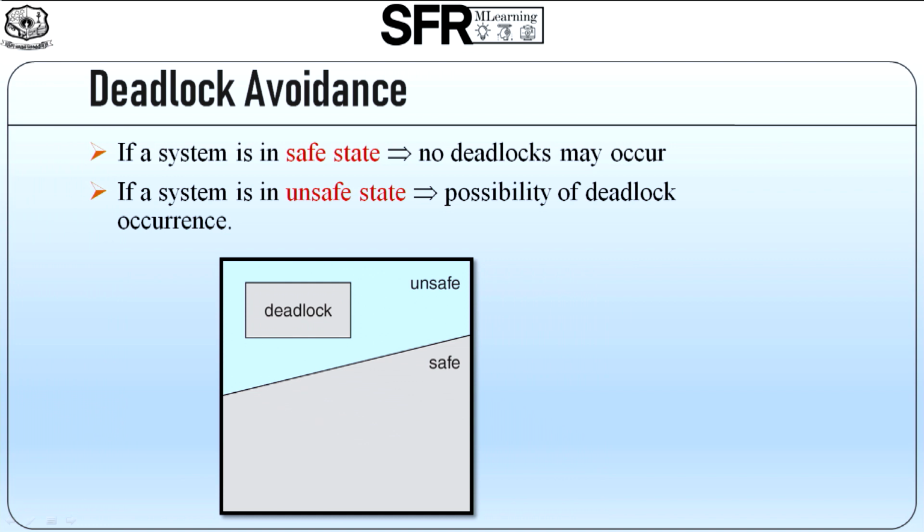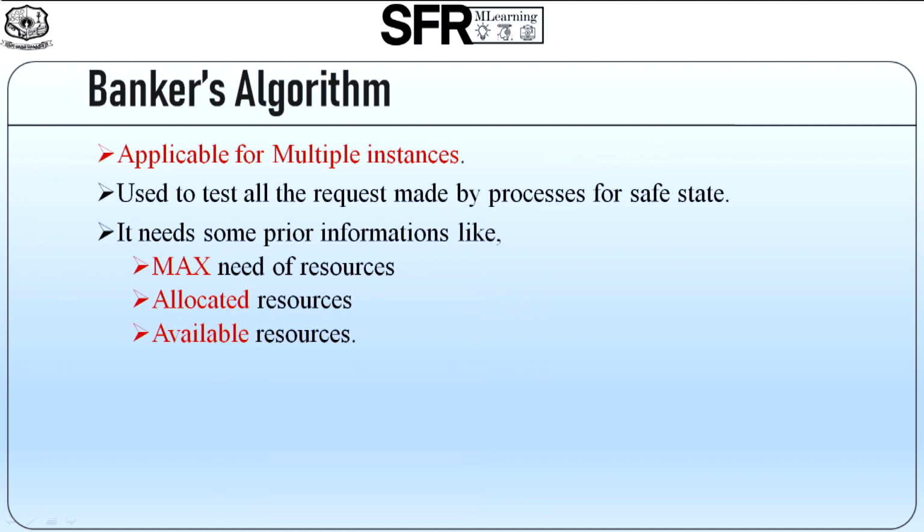So, the next one is deadlock avoidance. If we want to avoid the deadlock situation, we have to check whether the system is in a safe state or an unsafe state. If the system is in a safe state, then there is no guarantee for any deadlock, that is, it will not occur. If the system is in an unsafe state, then there may be some possibility of deadlock occurrence, it also may not occur.